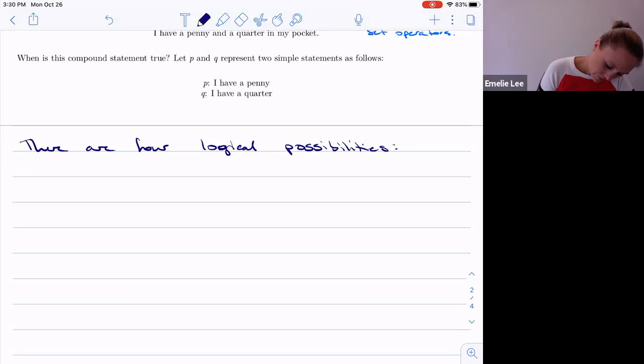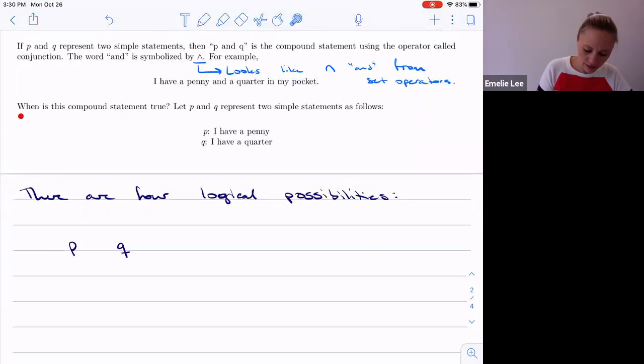So if I have P and Q, and this is how we're going to start with everything that asks us, when is this statement true, right? Whenever we see something like this, you're going to start to develop a truth table. We're not going to call them truth tables quite yet, but you're going to list all the possible outcomes of P and Q and the combinations of P and Q. Of course, if there's just P and Q, there are only four possible outcomes, four logical possibilities, and those look like this.